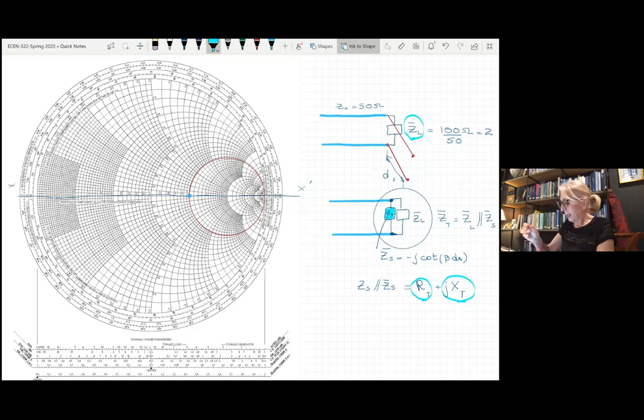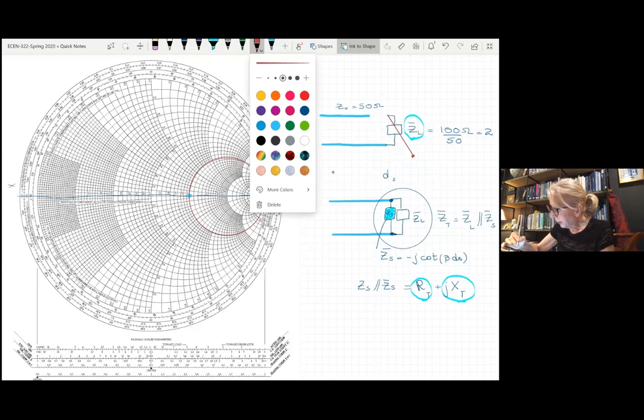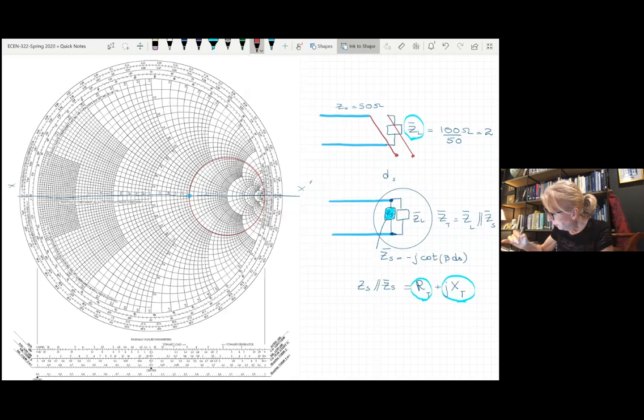But practically, the best way to show this to you is if I were to put a series stub for a moment. Let's put a series stub so it makes it easier for me to show you how you move on the constant resistive circle. So let's assume we put the series stub here. In that case, of course, it would not be a parallel combination like here, but a series combination. Okay, even simpler.